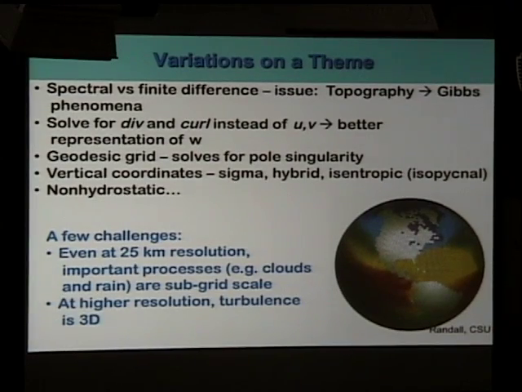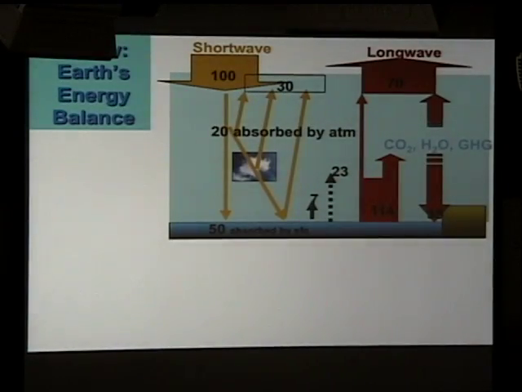What I want to go to is here, so these are really important challenges. But what I want to spend my time on is the energy, what goes into the physics of the model. And this is a very brief summary of the Earth's energy balance. And I don't know if you've seen it, so I apologize if I'm repeating something you know.